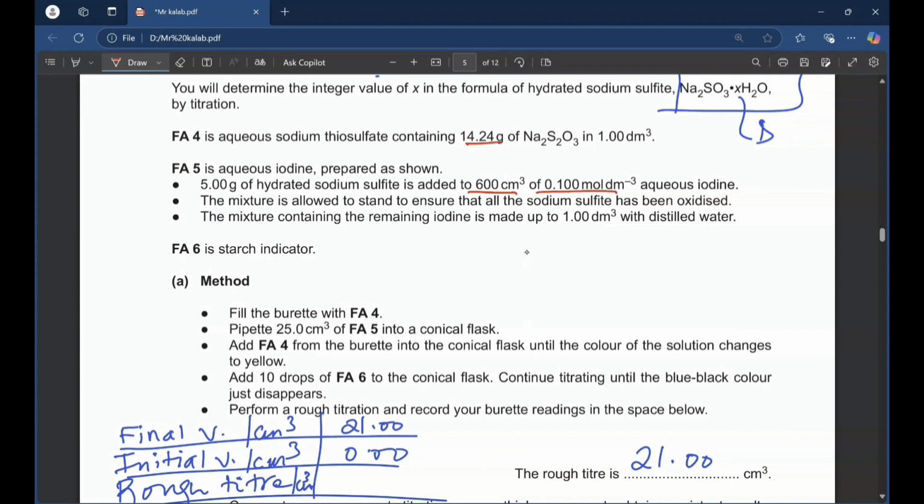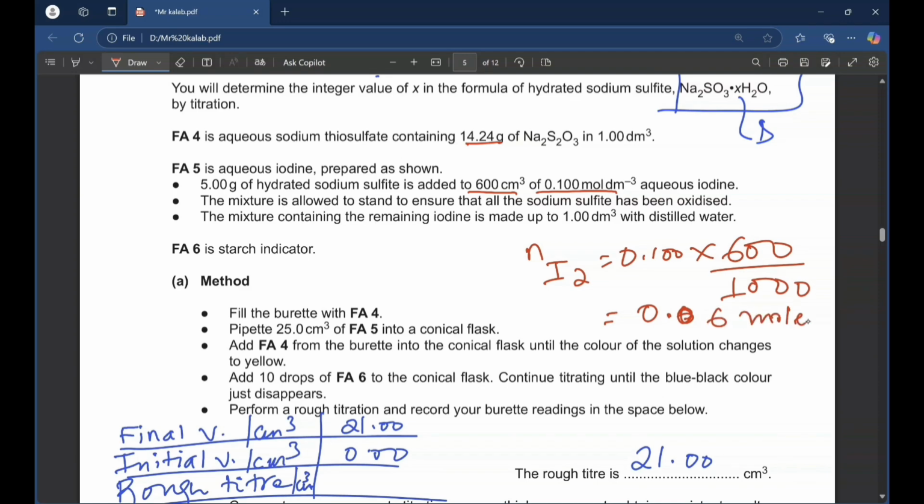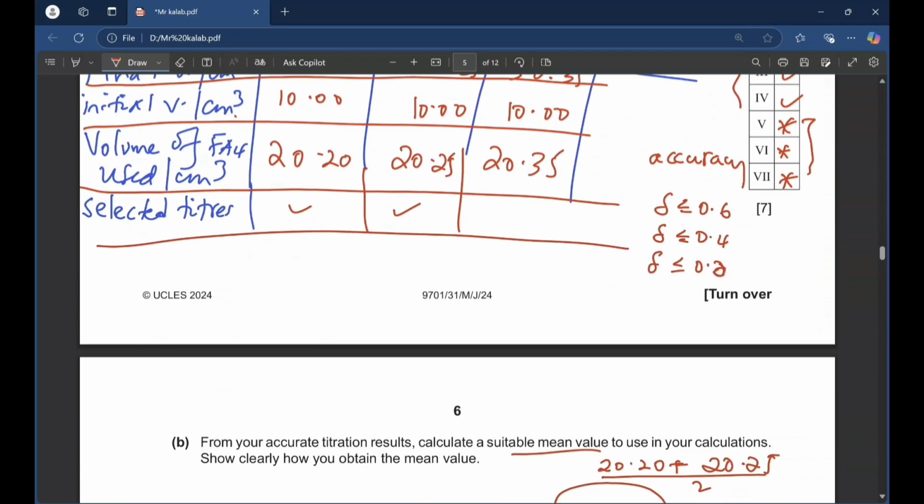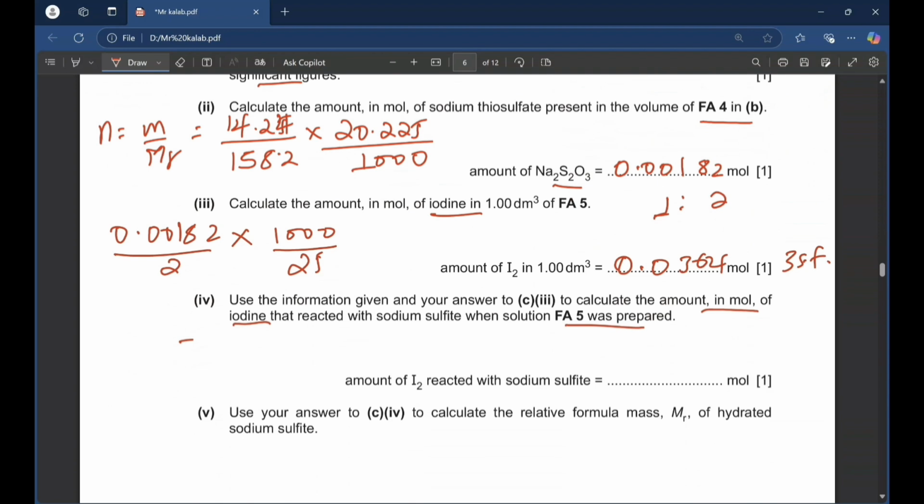What does this mean? Moles of iodine from this would be concentration times the volume. Concentration is 0.100 times the volume is 600 cm³. Let's convert it into dm³ by dividing it by 1000. So moles of iodine, or the total moles of iodine, would be 0.1 times 600 over 1000, which will be 0.06 moles. This is moles of iodine originally present in our sample.